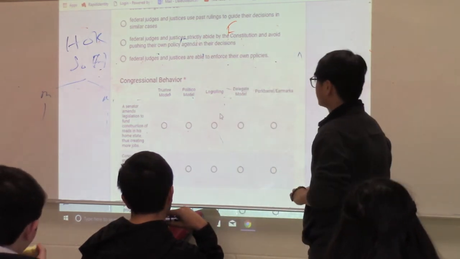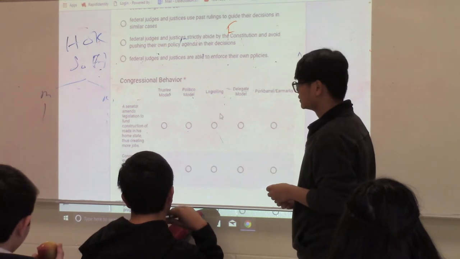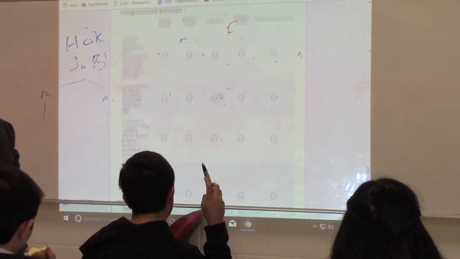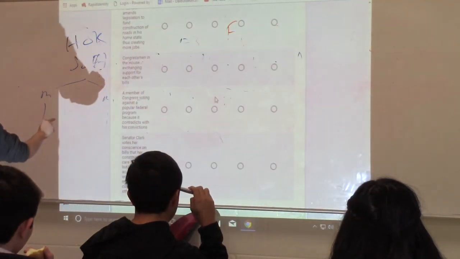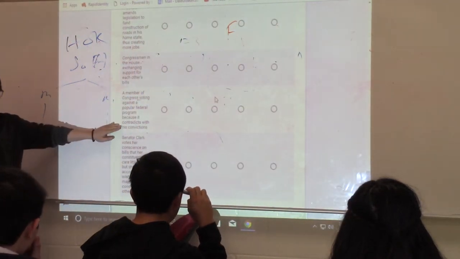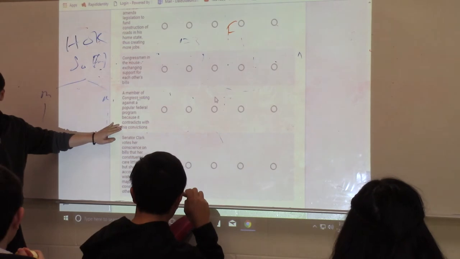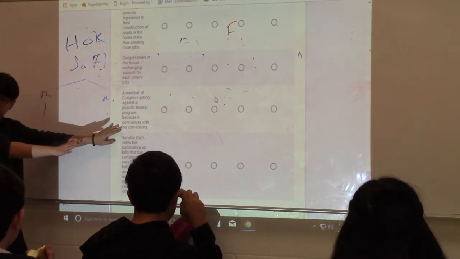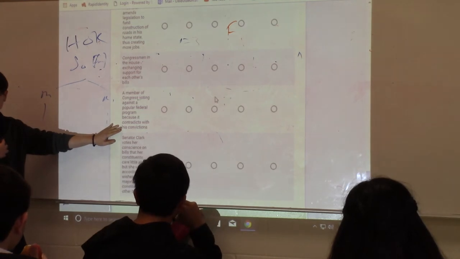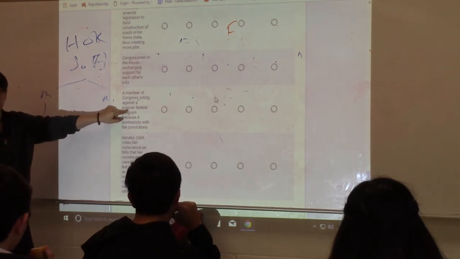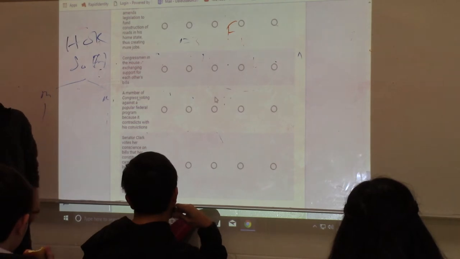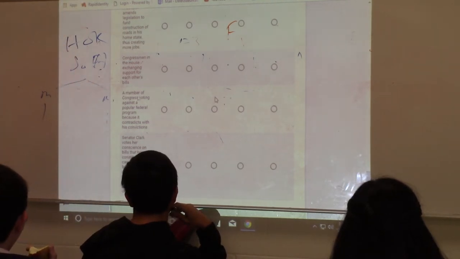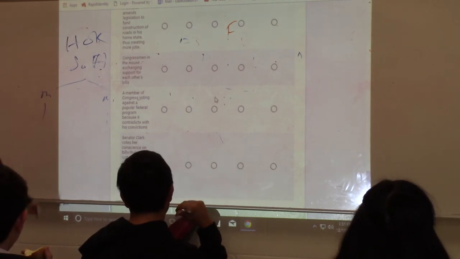All right, congressmen in the House are changing support for each other's bills. Logrolling. A member of Congress voting against a popular federal program because it doesn't agree with what he believes. Trustee or delegate? Trustee. This is him ignoring the people and going by his own convictions, right? This is him going against something that's popular and going for his own convictions. So trustee, trust me? Exactly. Okay. That's how I remember it.